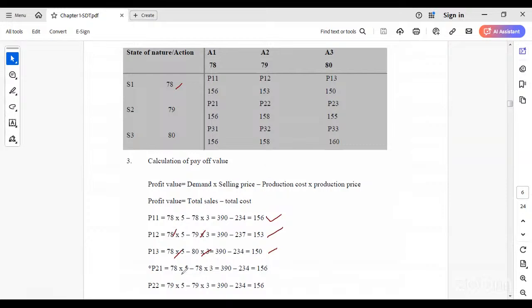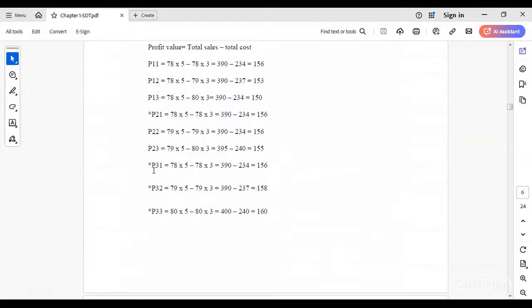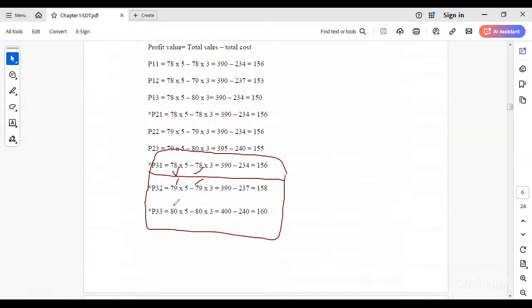So here, this is important. 78 demand is there, and in the first row, third column, the supply is 80, but we are taking only 78. This is the important point. Likewise here, the demand is 78 and the supply is 78, but for the next one we are taking 79. Third row, third column, we'll wait a minute. You see the problem.